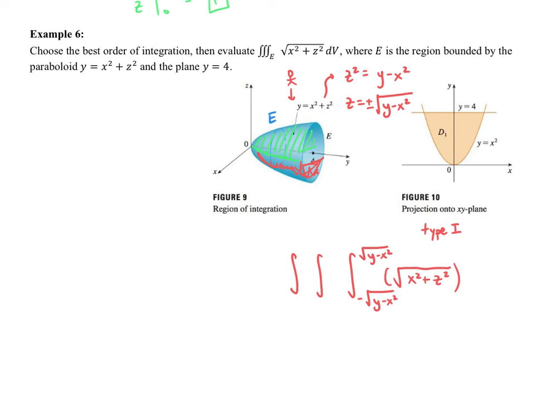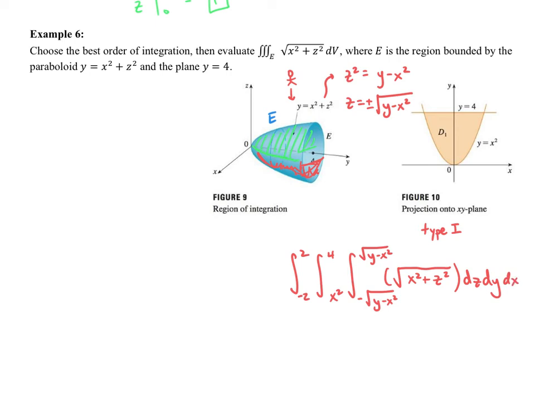Now, if I go over here to my projection, y is in between x squared as a lower boundary and 4 as an upper boundary. So my next integral could be x squared to 4. So I've done dz, now I've done dy. And then x is, again, what's the left boundary and the right boundary? It's going to be from negative 2 to 2, like that. So this would be a type 1 region. And then this is going to be dx.